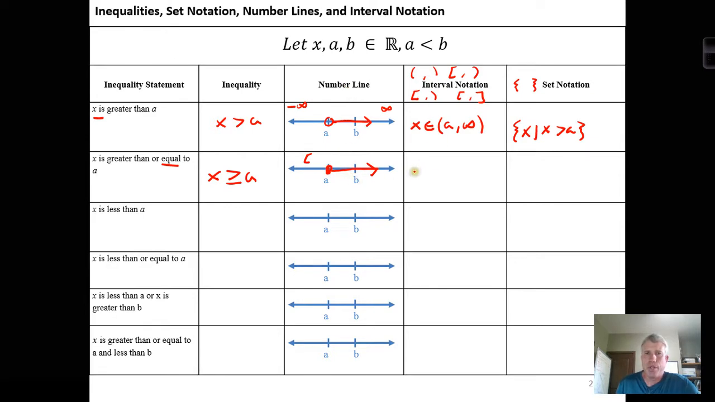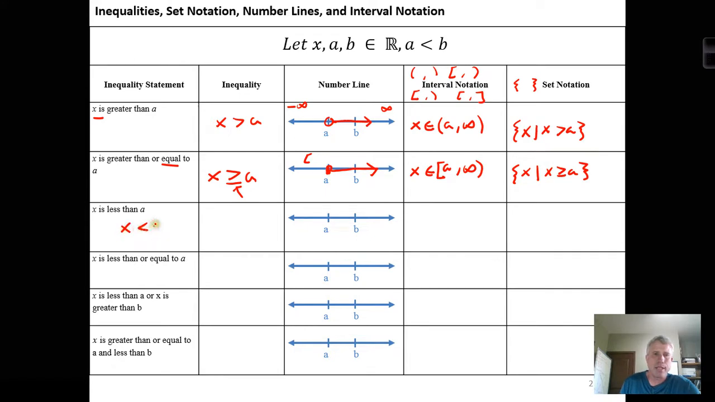In interval notation, I could say x is an element of, and these two are the same except now x can equal a, so I would use a square bracket. x is an element of the interval from a to infinity, with an open parenthesis here because you can't get to infinity. And in set notation it would be the set of all x such that x is greater than or equal to a. Again, in set notation we just come over, grab this, and plop it in.